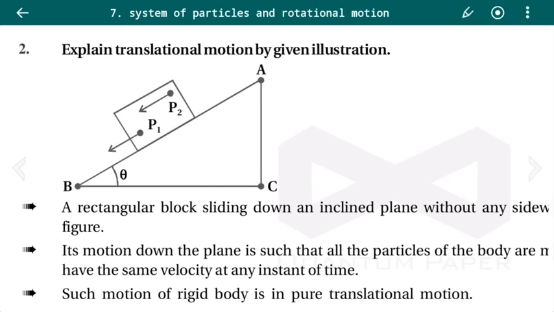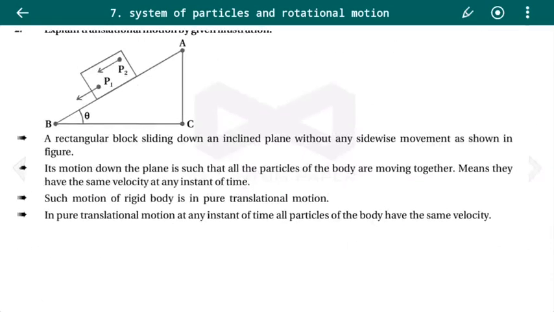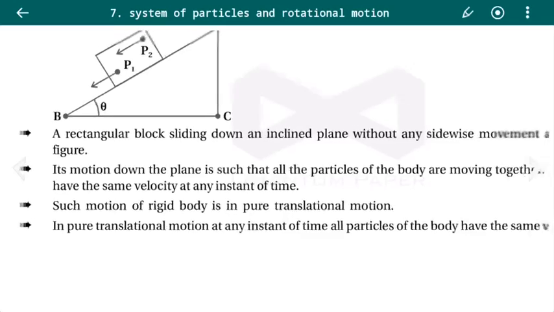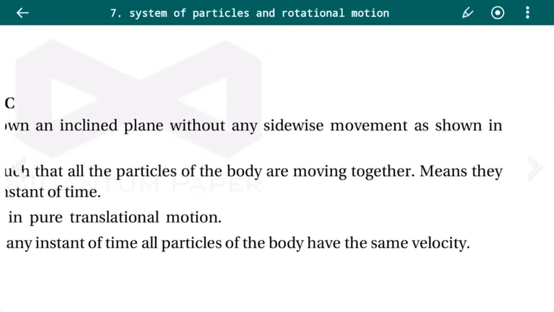Here we can see two particles P1 and P2 of this block are indicated, and both are moving in the same direction. That means all the particles of the system are moving in the same direction, and both of these particles have the same velocity. Such motion of a rigid body is pure translational motion. In pure translational motion, at any instant of time, all particles of the body have the same velocity.